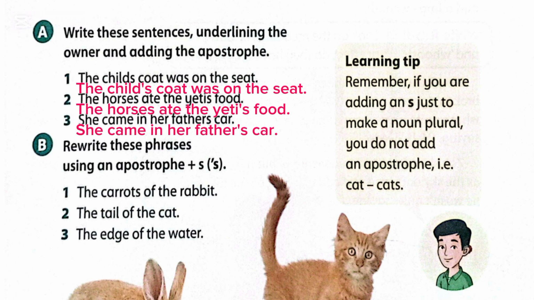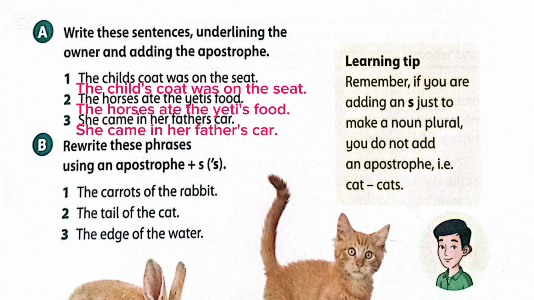So in this sentence, who is the owner of the food? Yeti. So we put the apostrophe before the letter S and make Yeti the owner. Why does horses not take an apostrophe? Because it is not possessive. It is just the plural of horse. And the horses are not the owner of the food. The owner of the food is Yeti. So we put the apostrophe before the letter S in Yeti's name and make the possession here.